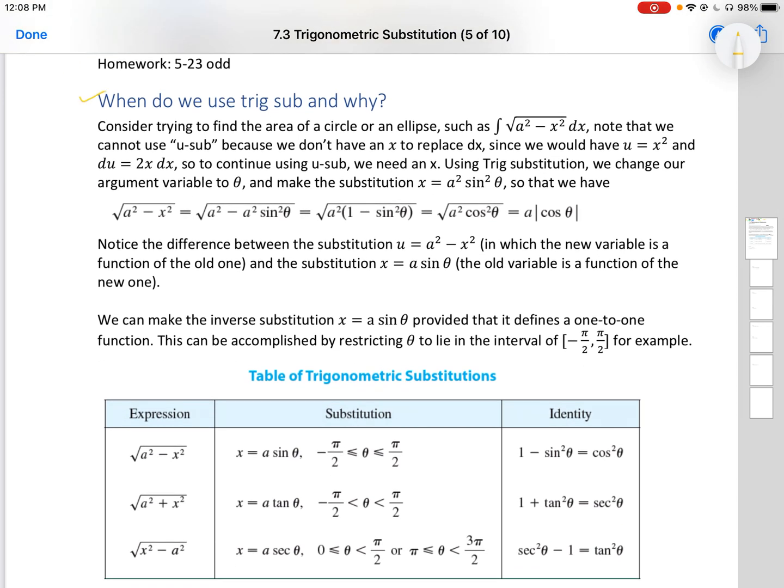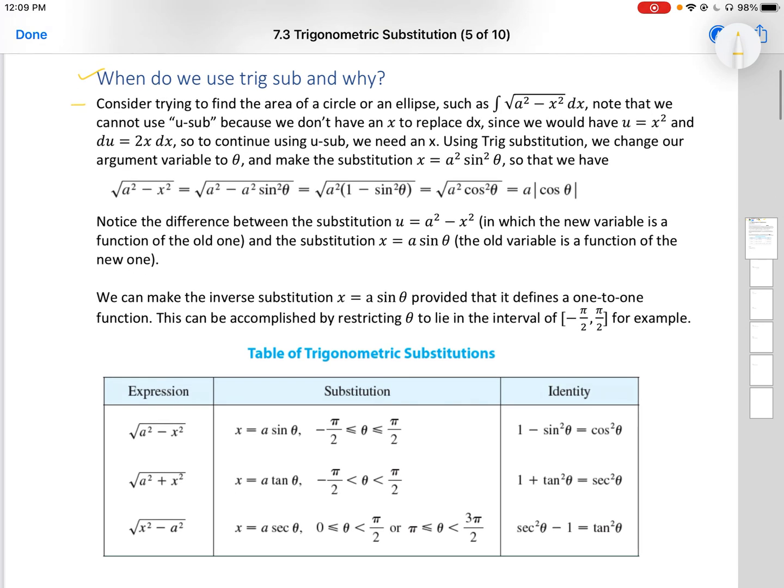All right, so when do we use trig substitution and why? Let's read from our notes. Consider trying to find the area of a triangle or an ellipse, such as the integral of the square root of a squared minus x squared. Note that we cannot use u substitution because we don't have an x to replace with the dx. We would have to let u equal x squared and then du be 2x dx, so to continue using u substitution, we need an x.